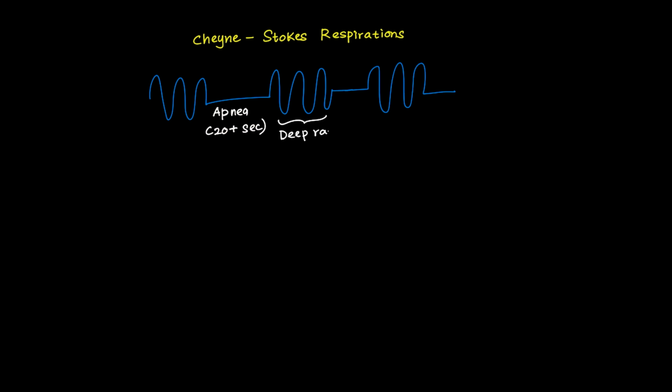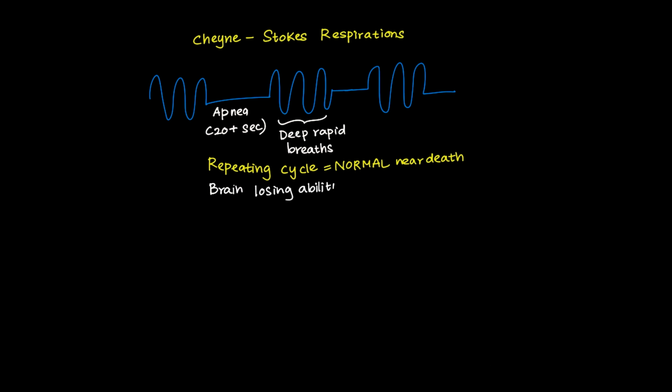This is Cheyne-Stokes respirations, and it's a normal expected change as the body shuts down near the end of life. The brainstem's respiratory center is losing its ability to regulate breathing smoothly, so it overcorrects in both directions. Too much, then not enough, then too much again. The nurse should document this as Cheyne-Stokes and explain to the family that the patient is not suffocating.